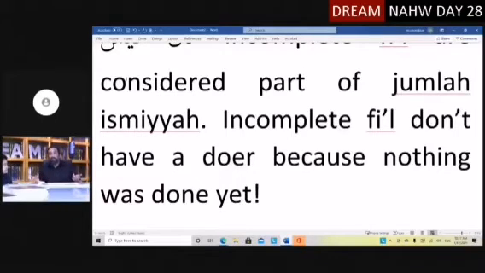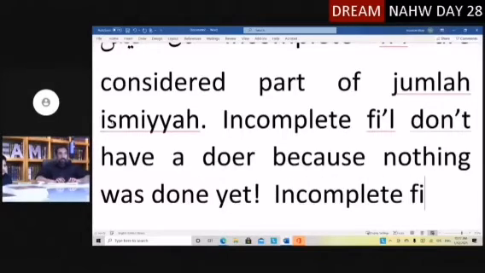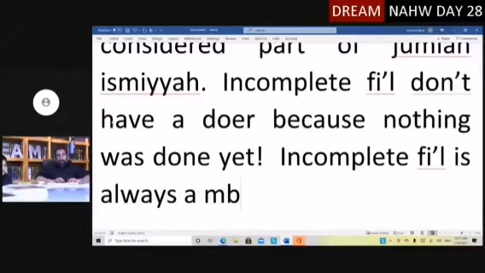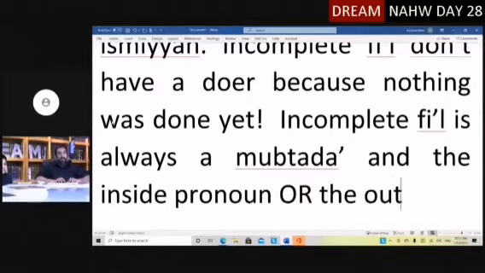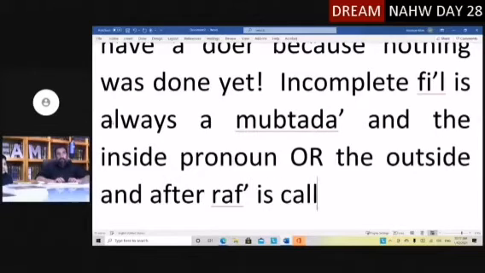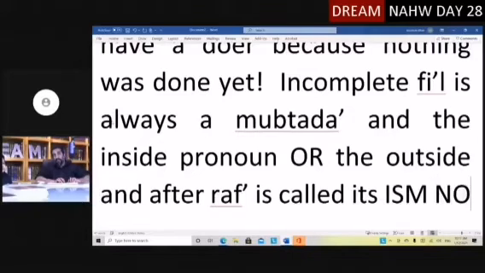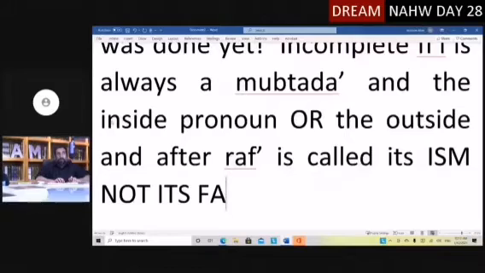What did they do? Like if I said Maryam was, was what? There's not an act. It's just a state of being, right? So that's why we don't say it's a doer. The incomplete fi'il is always a mubtada, and the inside pronoun or the outside noun after it in rafa is called its ism. Not its doer, not its fa'il. So for complete fi'il, we have a fa'il. For incomplete fi'il, we have an ism. Complete fi'il is part of jumla fi'liya, and incomplete fi'il is part of a jumla ismiya.